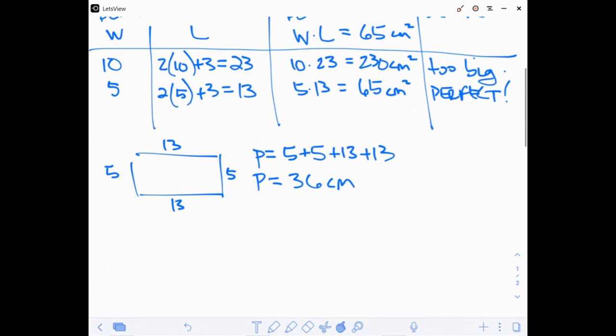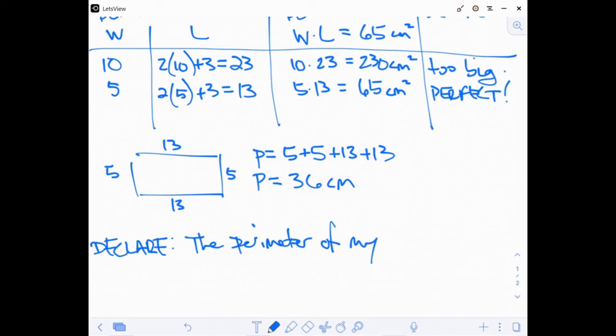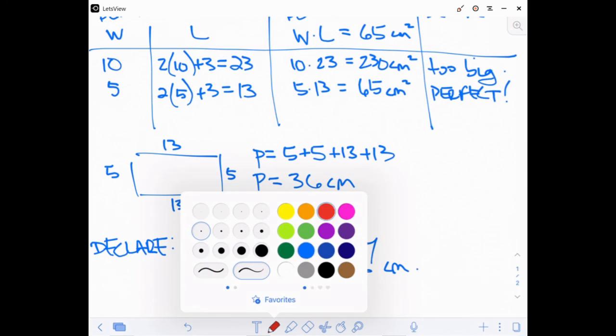So the last thing that I need to do is declare. And my declare statement has got to be a sentence. The perimeter of my rectangle is 36 centimeters. And that'll be my answer.